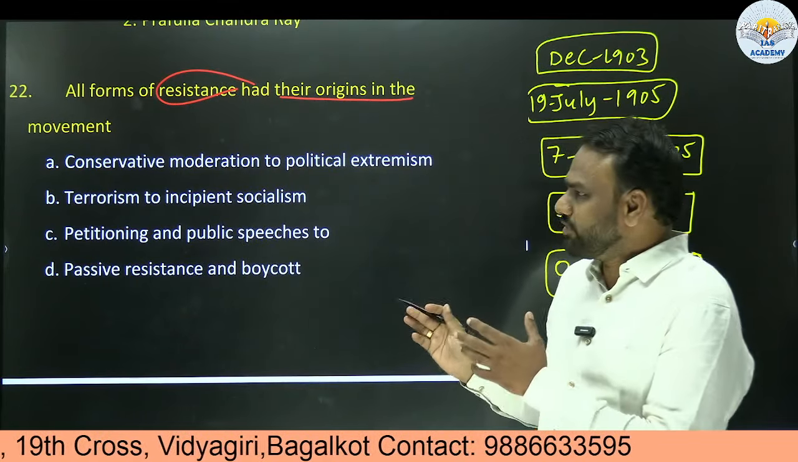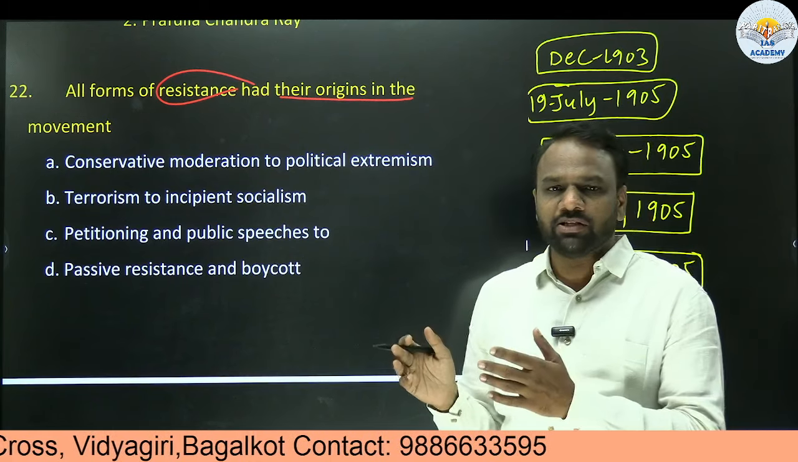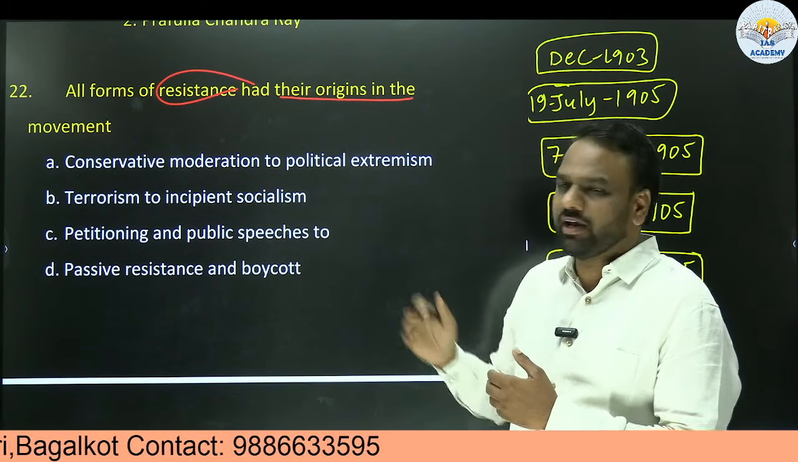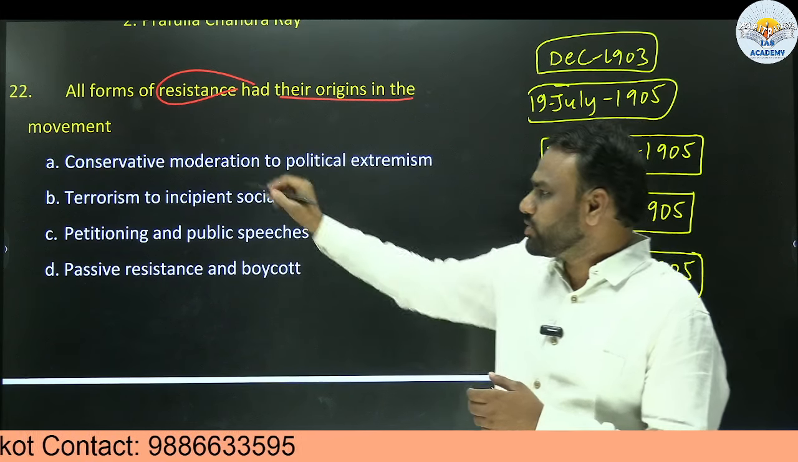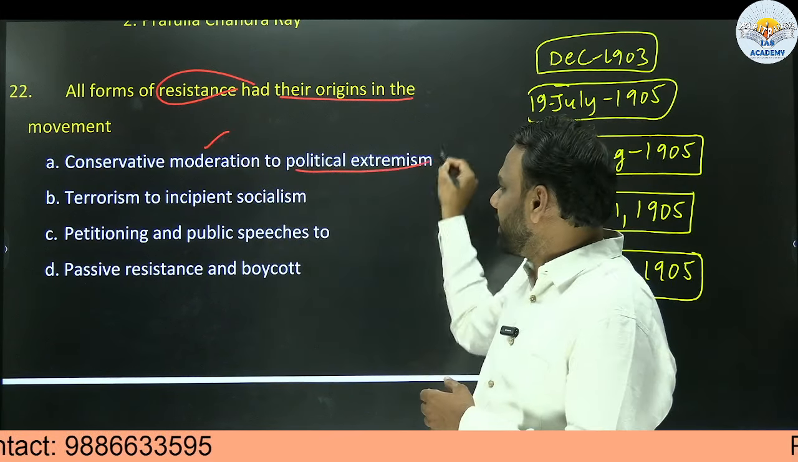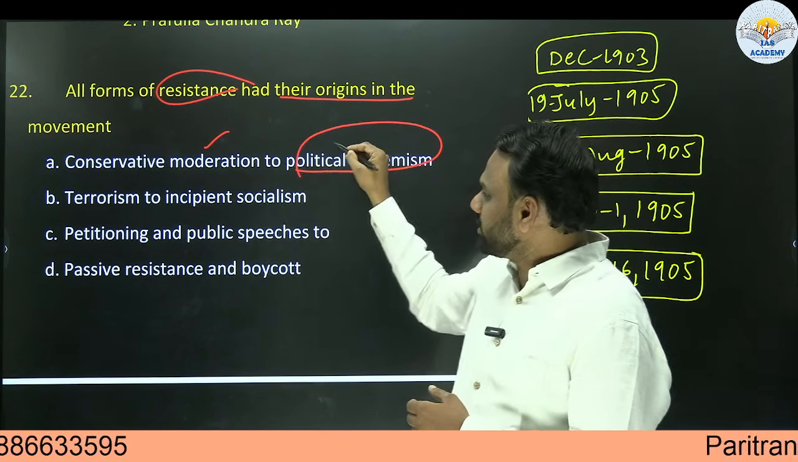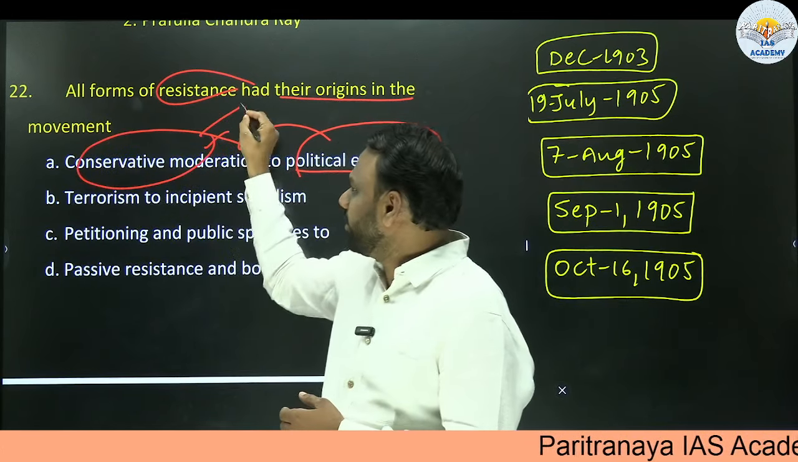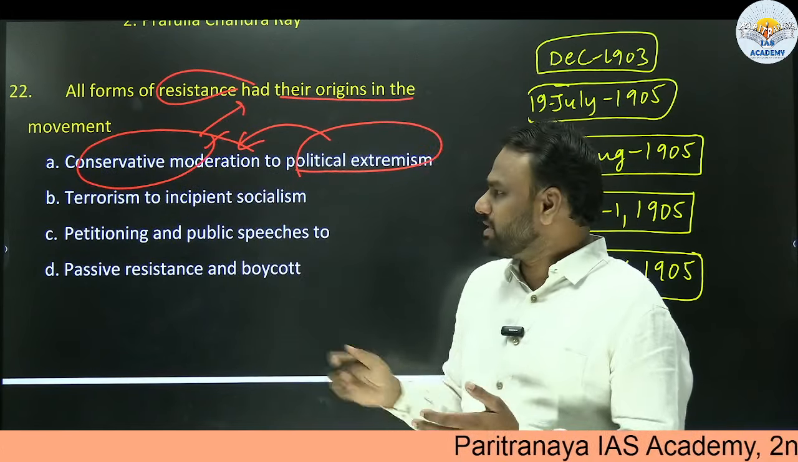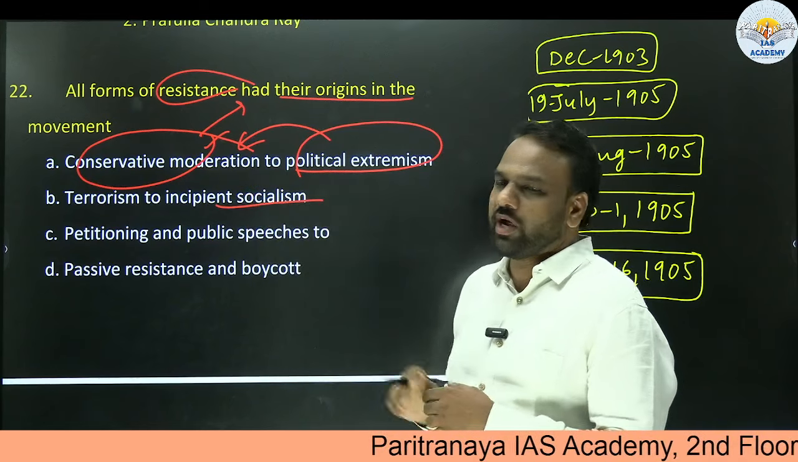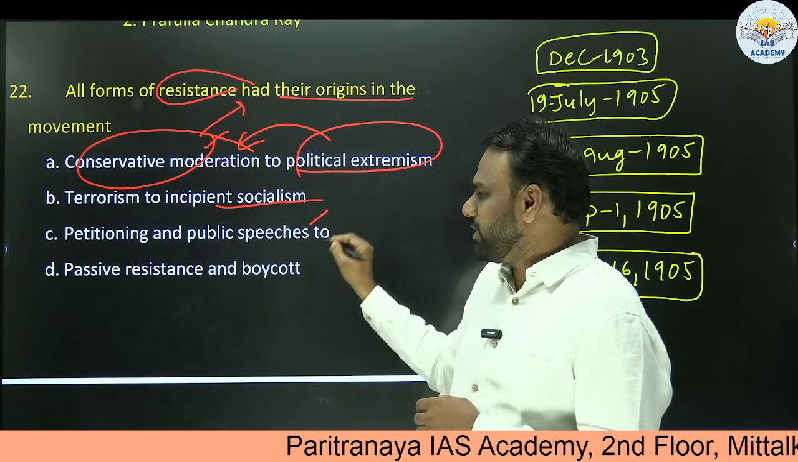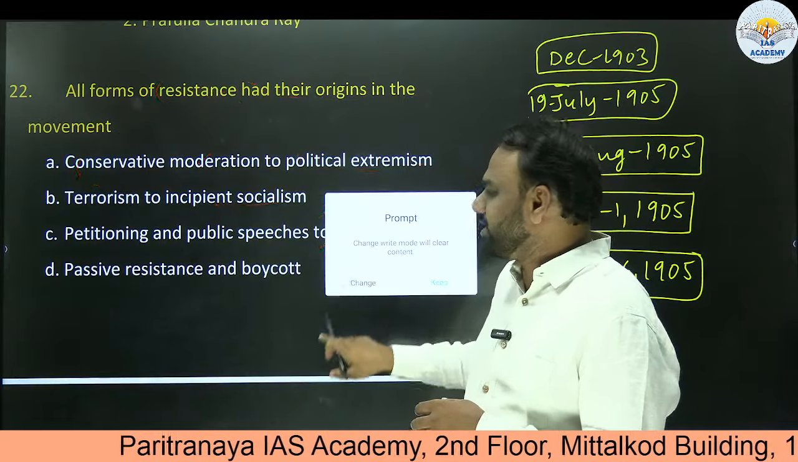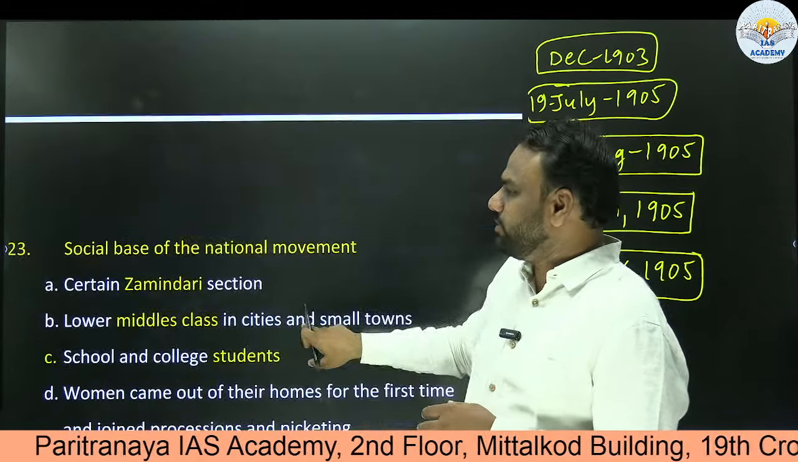So these kind of questions might not be asked in prelims, but in mains, in order to enhance the quality of answer, we can add these dimensions. So conservative moderation to political extremism. So these are two different ideas of resistance. Both had their origin in Swadeshi movement. So terrorism to incipient socialism, they also had petitioning and public speeches, passive resistance and boycott. So all these different forms of resistance all had their genesis or origin in Swadeshi movement.